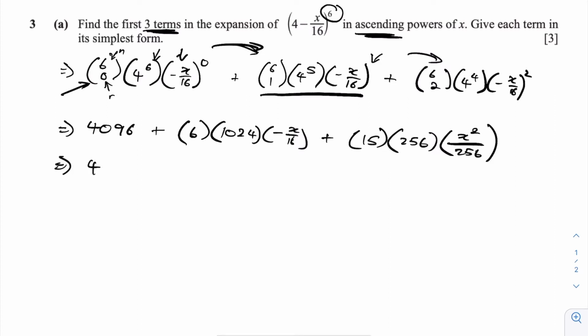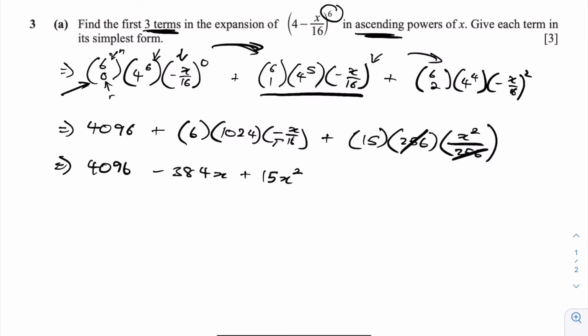So it's 4,096 plus 6 times 1,024 is 6,144, but we have to divide it by 16, which gives us 384. But we also have to subtract it because there is a negative sign over here. So it's negative 384x plus 15 times 256 in this case. Well, we actually don't even have to do 15 times 256 and then divide by 256, because the 256's over here cancel out. So it's just plus 15x squared.